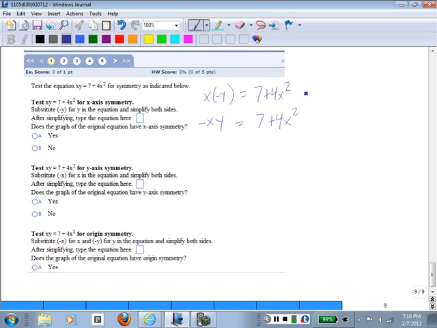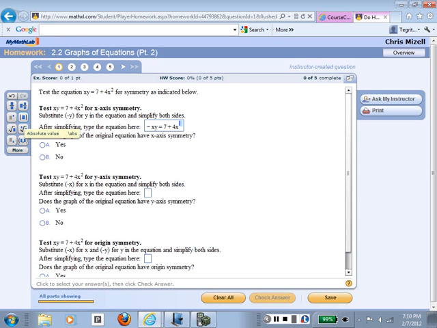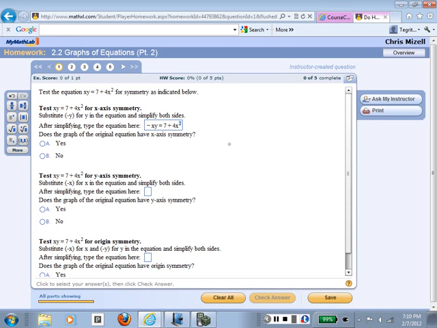So we type that in. That's what goes in the box. Negative xy equals 7 plus 4x squared. Okay. And I have to wait, I guess, to see if I got it right or wrong.